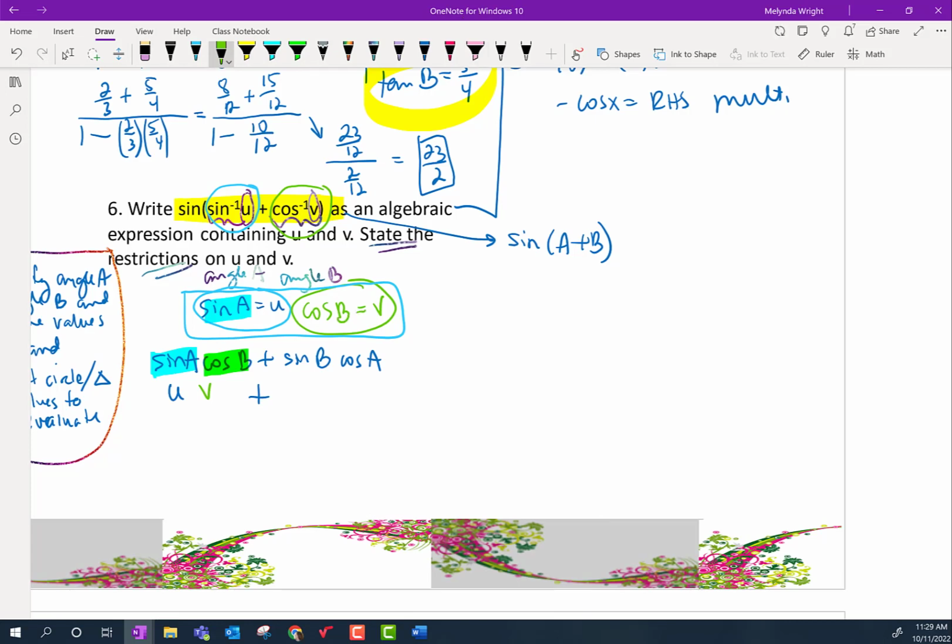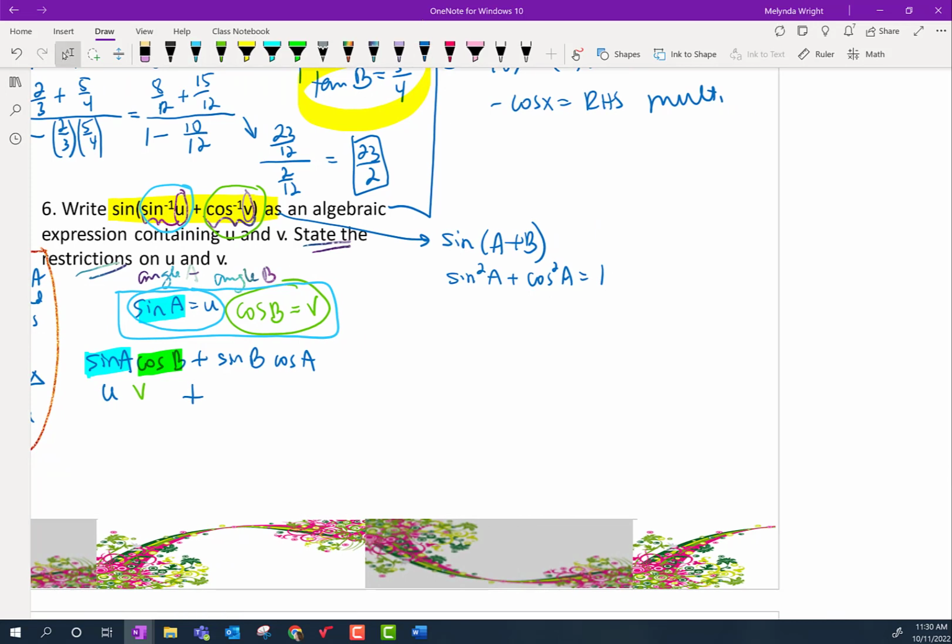All right, so what I'm going to do is set up two different Pythagorean identities. I'm going to say sine squared A plus cosine squared A is 1. Would you agree with me on that? That's just a regular Pythagorean identity. And then I'm going to do another one with B: sine squared B plus cosine squared B is 1. It will become apparent in just a moment why I'm doing that.